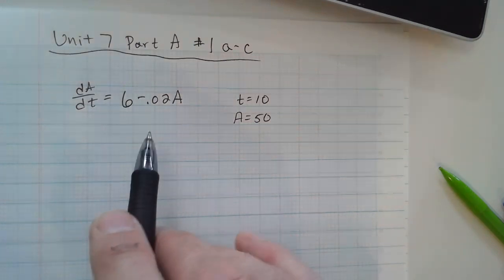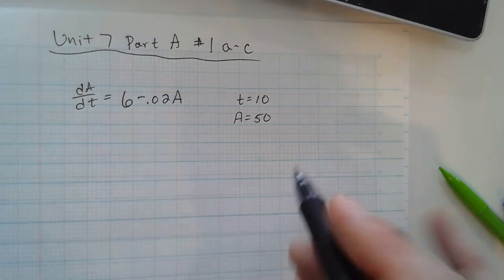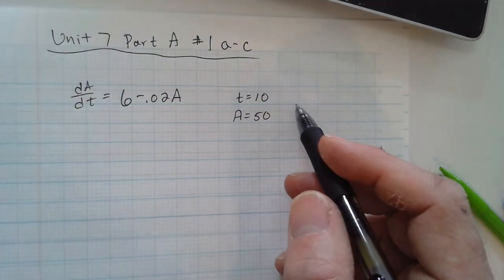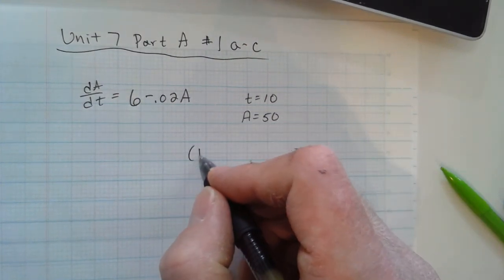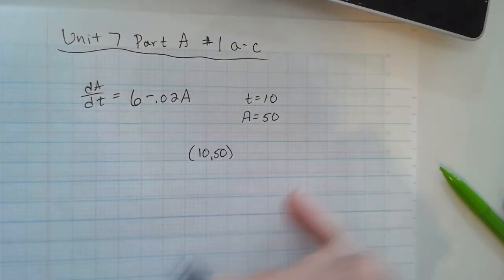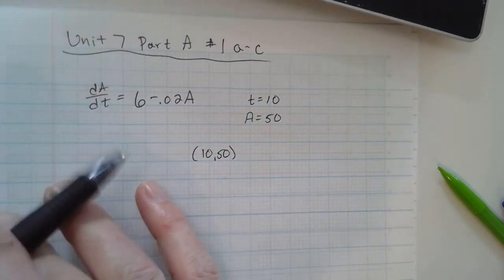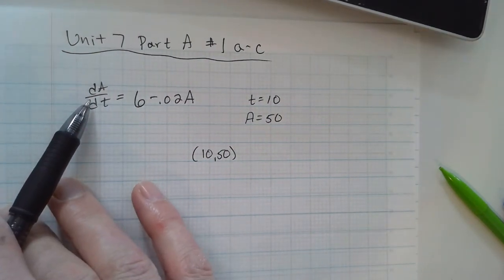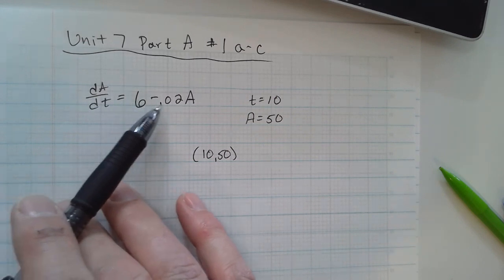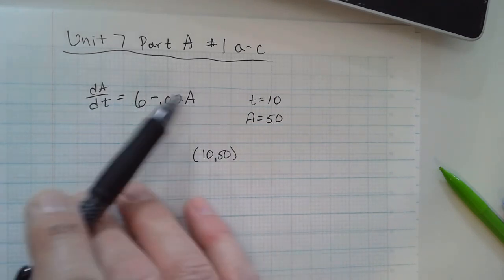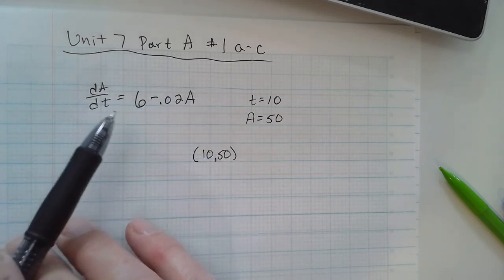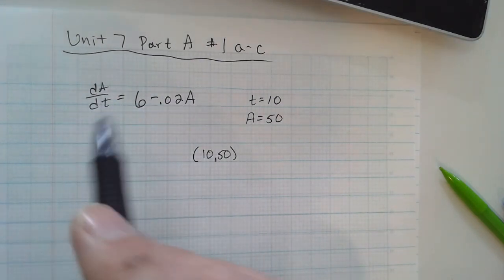Okay, so let's find the equation of the line tangent to the curve at t equals 10. We need two things for the equation of a line, slope and y-intercept, but we already have an ordered pair, 10 comma 50. So now we just have to find the slope at that point. Our slope is dA dt, but our input is A, not t. So we can just plug in 50 for A, because it's a function written in terms of A.